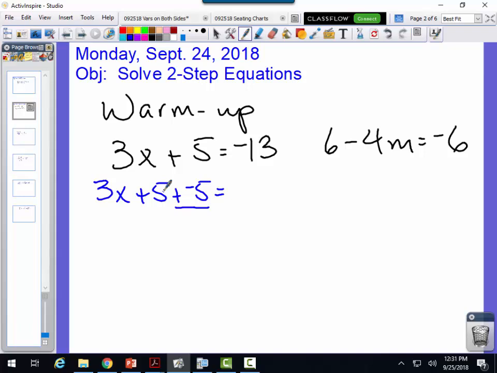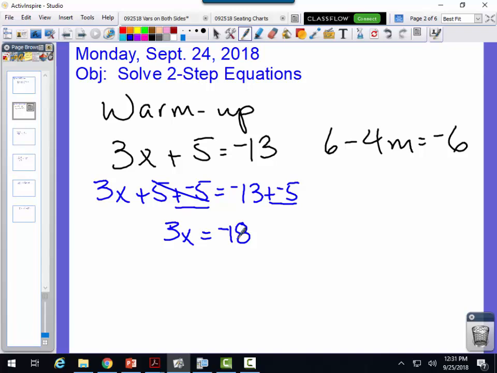So this negative 5 is what I've added into the problem to make this 5 go away. Well, we know the old rule that says whatever I do to one side, I must do to the other. So I take the negative 13 and I have to add the negative 5 to it. So I have to add that negative 5 to both sides to maintain balance. So now my 5s will add out and they will make a 0. And we're left with just 3x on the left-hand side. And on the right-hand side, we end up with a negative 18, because negative 13 plus negative 5 gives me negative 18.